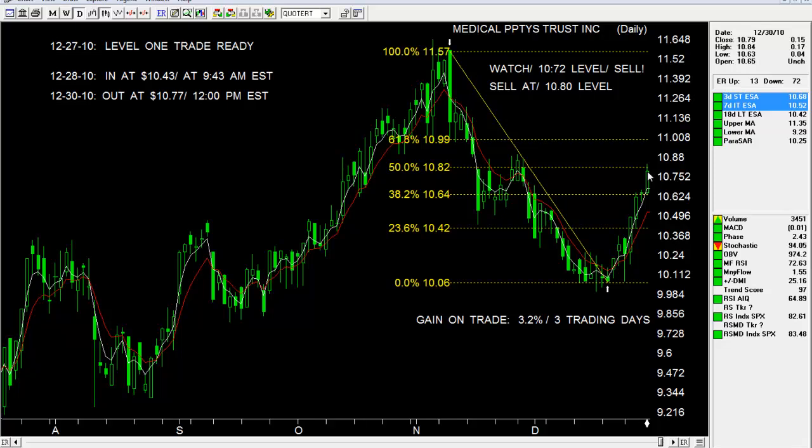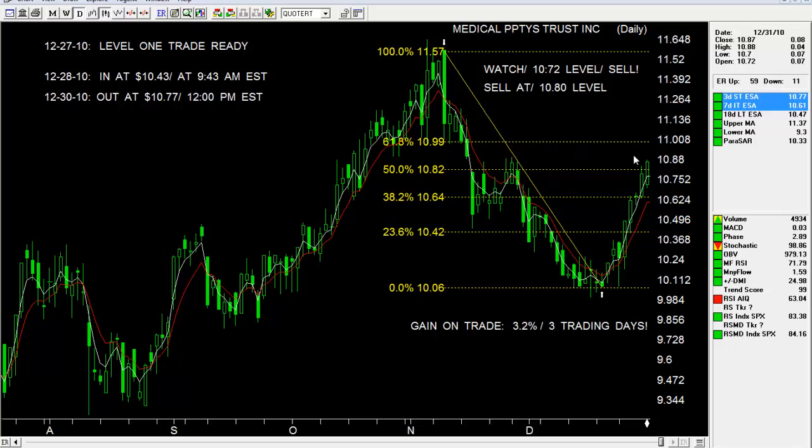Locked in a profit of 3.2% in 3 trading days. And sure enough, what happened the very next day? Prices moved back down, opened here, slowly moved back up on the last trading day of 2010 to make a marginal gain as compared to where I got out the previous day. So in 3 trading days, 1, 2, 3 days out right here at this level, I got out with a 3.2% gain, full well knowing that that was my target, and that's where I was going to lock in my profit.